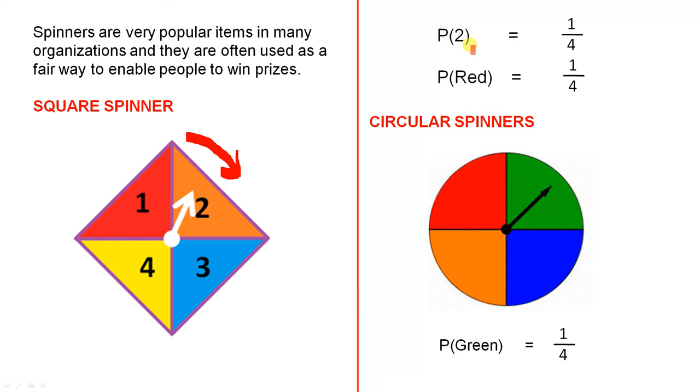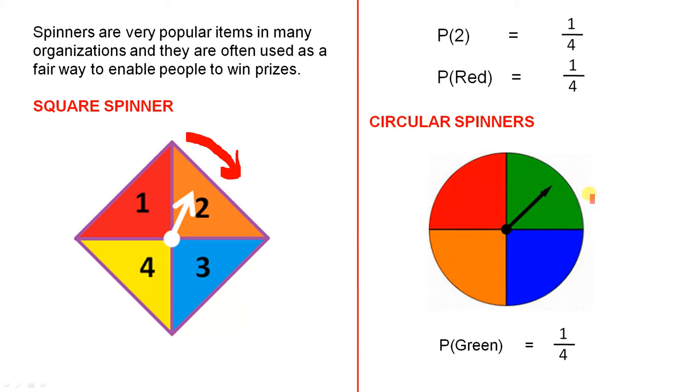So the probability that it will land on a 2, there's only 1 2 and there are 4 numbers altogether, so the probability of landing on a 2 is 1 over 4 or a quarter. The probability of landing on a red, there's only one red with 4 different colours, so the probability of landing on a red is 1 over 4, which is a quarter.